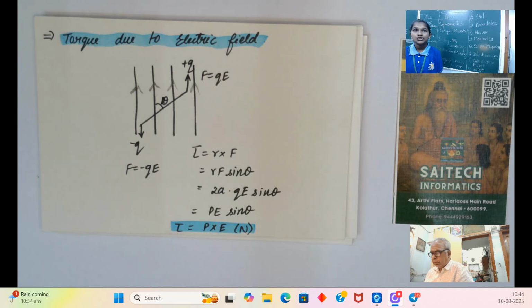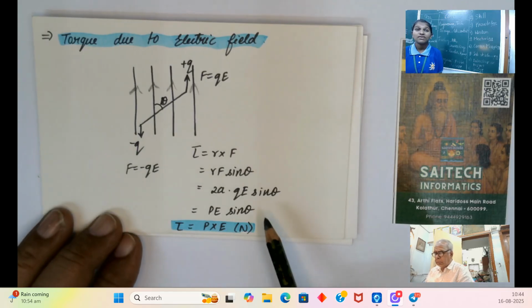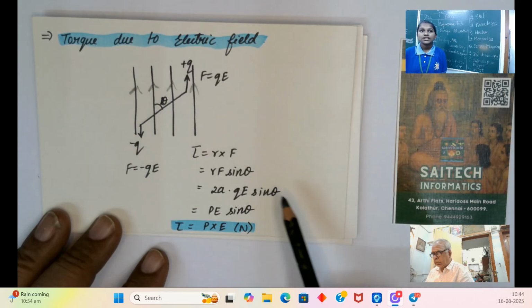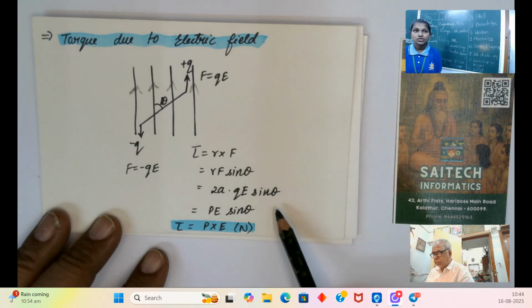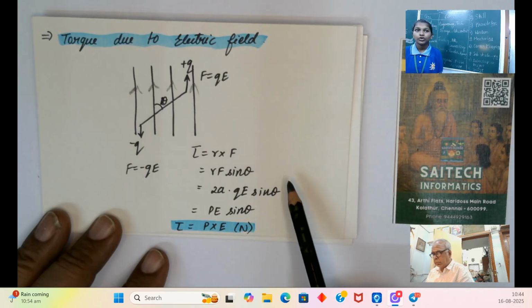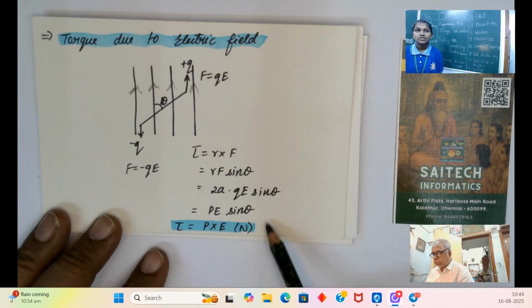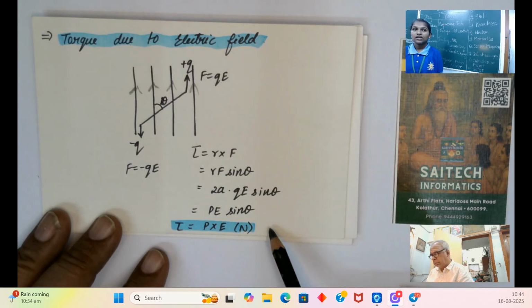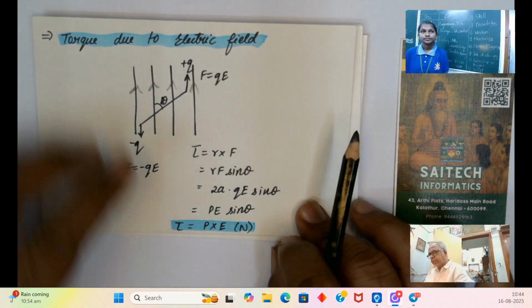R is, as I said, 2A because it is the distance between the two charges. F is QE as we have taken the positive charge plus Q, and sine theta, where 2A into Q can be expressed as P, as we saw, where P is equal to Q into 2A, and E comes as it is. So torque will be represented as P cross E, where the unit will be Newton meter.